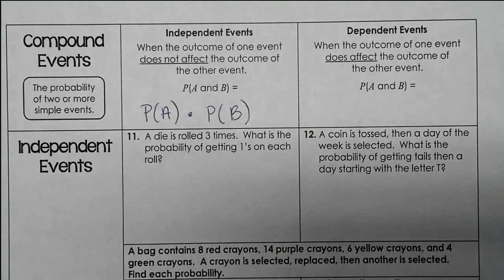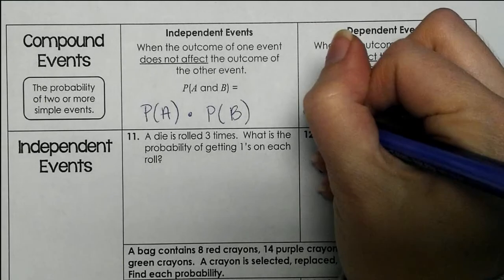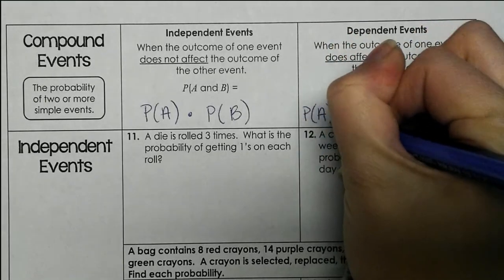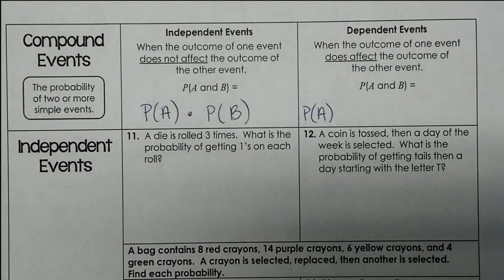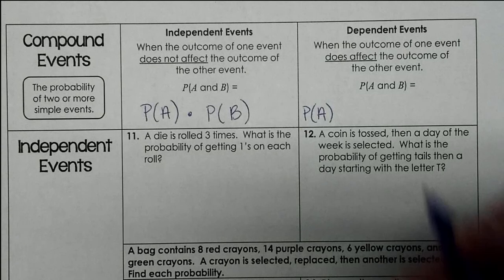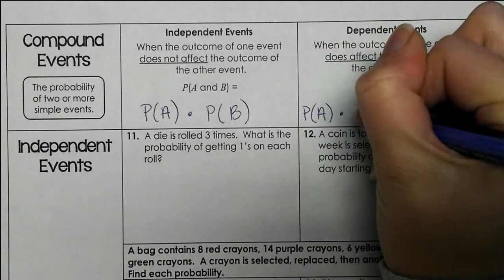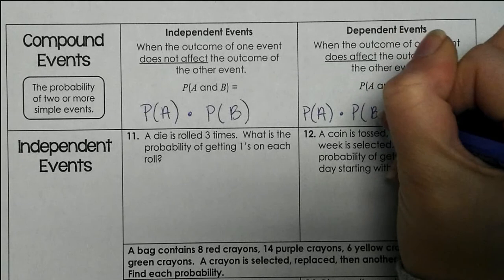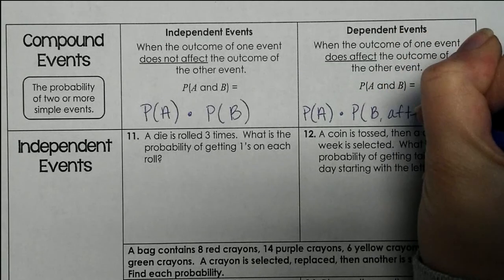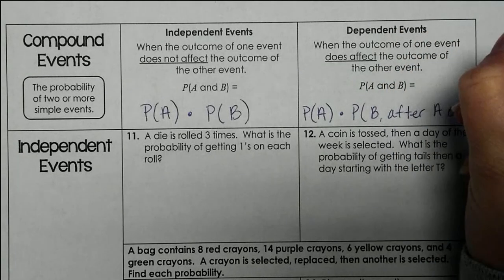With dependent, these get a little bit more tricky. It's when the outcome of one event does affect the outcome of the other. So you have to first calculate the probability of event A happening first. But then you've got to multiply it by the probability of B happening after A occurred.